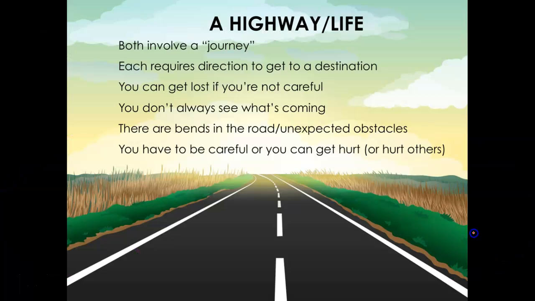So, life is like a highway because they both involve a journey. They both require a direction to get to a destination. If you just drift through life, you're never going to get anywhere. If you just drift on the highway, you're never going to get anywhere in particular. You won't get to a specific destination. You can get lost if you're not careful. You can't always see what's coming. There are bends in the road or unexpected obstacles. You have to be careful or you can get hurt or hurt others.